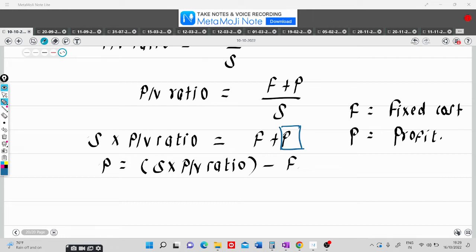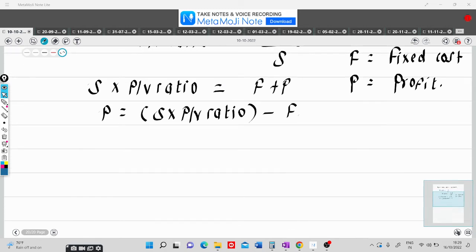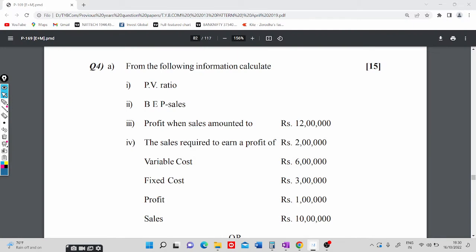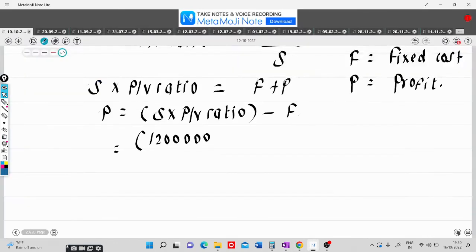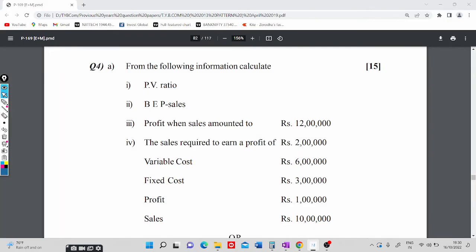So now substituting the respective values, we can calculate the profit. Sales 12 lakhs, which has been given in the problem. You can see here. Into PV ratio, we have just calculated, that is 40%, minus fixed cost is given in the problem, ₹3 lakhs.